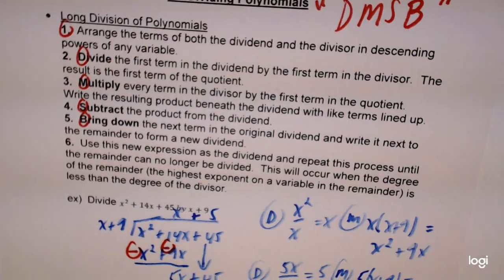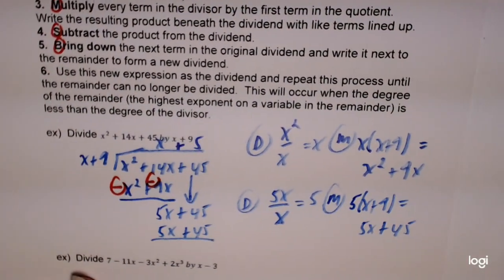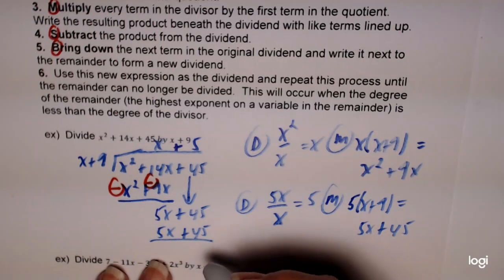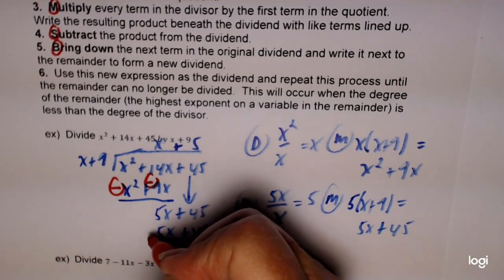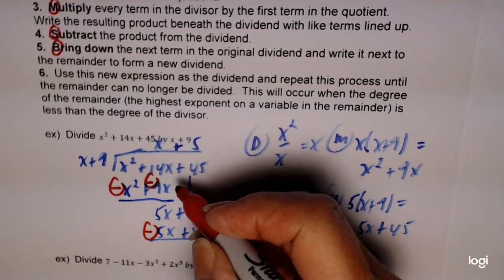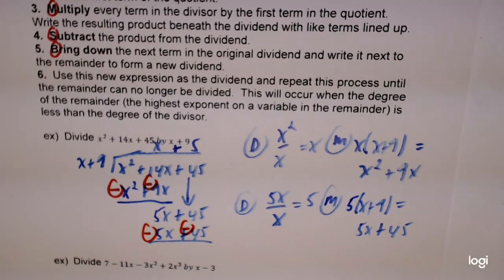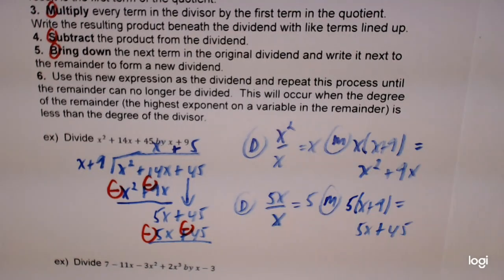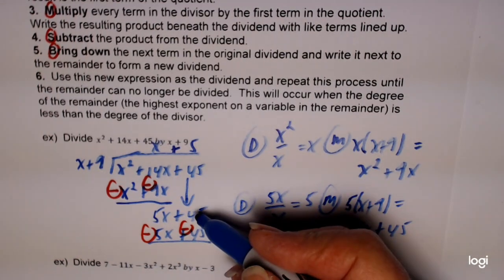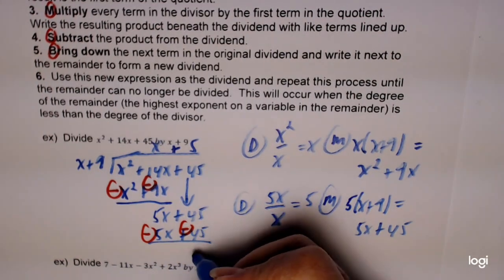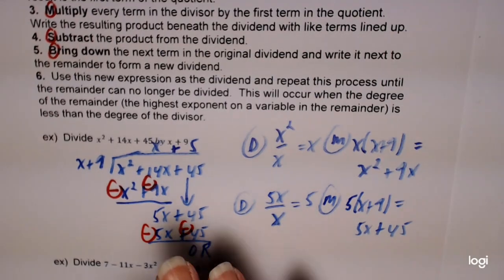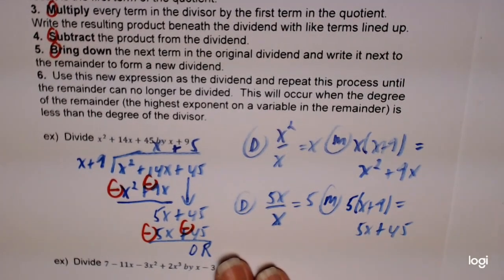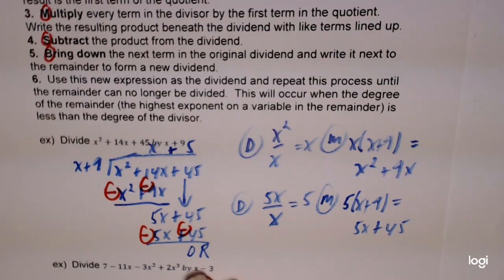So division, multiplication, subtraction. So now for our subtraction, flip the signs. This becomes negative and this becomes negative. And now 5x minus 5x is 0, cancels. 45 minus 45 is 0. So we're done. There's nothing more to bring down. And here we have no remainder.